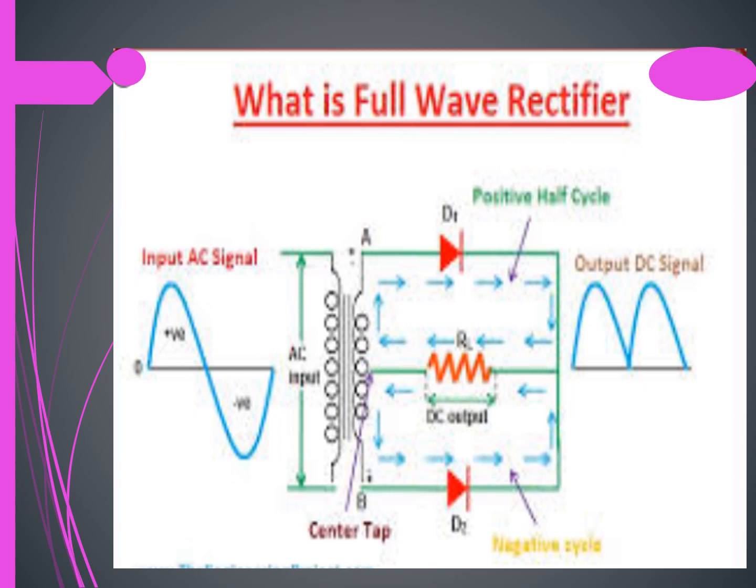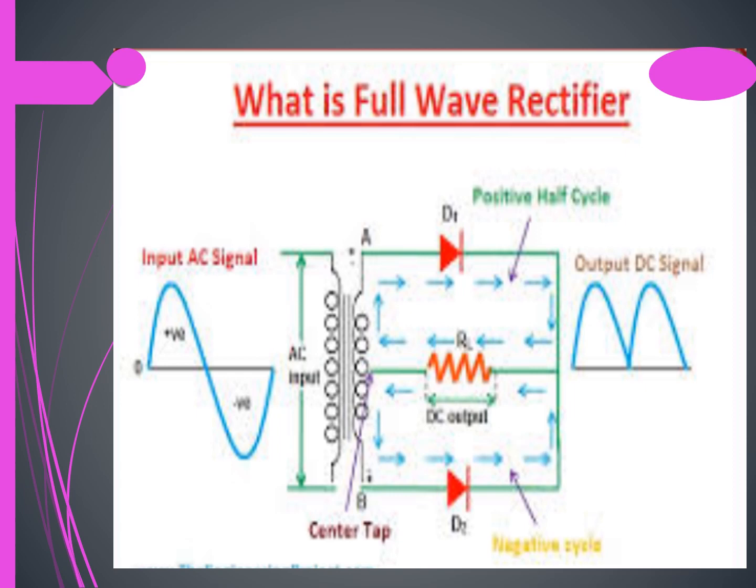What happens is that during the positive cycle, the terminal A, as you can see in the diagram, becomes positive, thereby the D1 diode is forward bias, and the end B is negative, thereby D2, the diode 2, is reverse bias. Okay, so the current will flow through D1 and RL, as the direction is given also from D1 to RL.